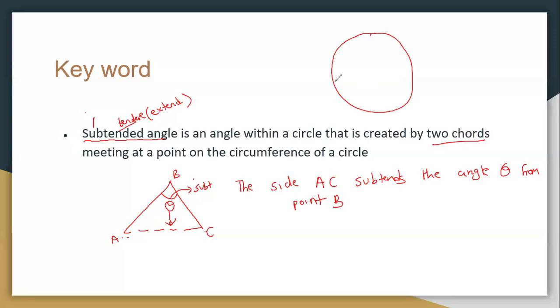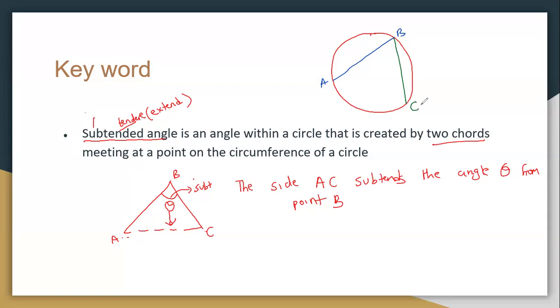Let me take an example. I have my chord. This is my chord here. This is one chord. Let me say this is A, and this is B. We say that a chord is any line that joins any two points on the circumference. And now take an example. I have another chord. Let me say this is my chord, and let me call this line BC.